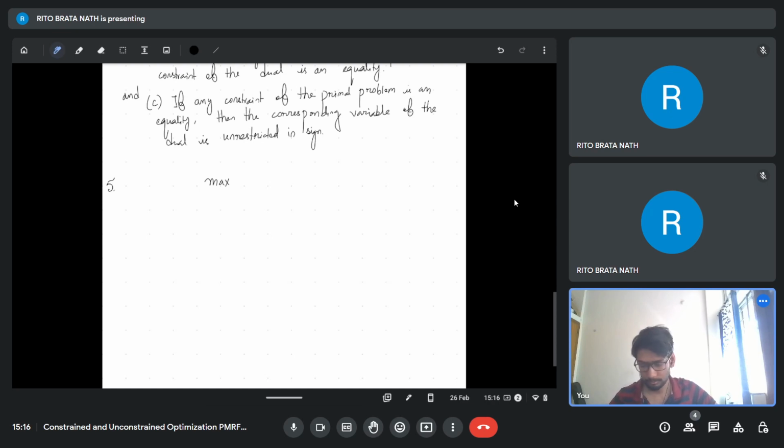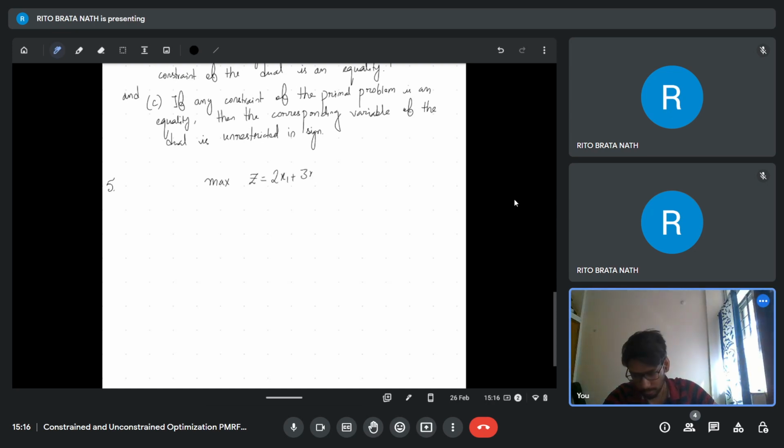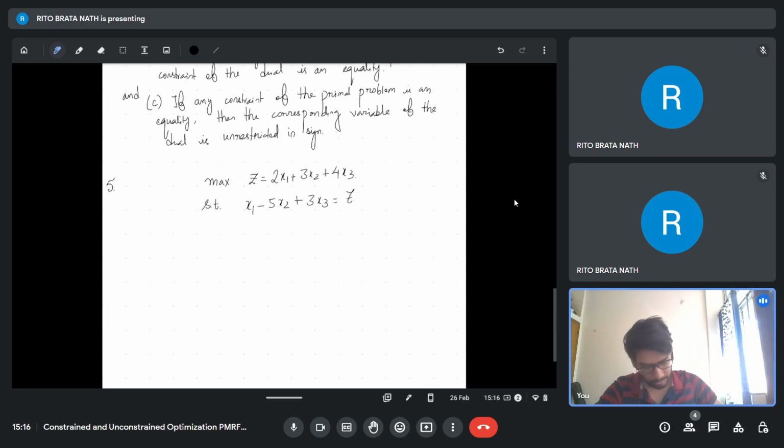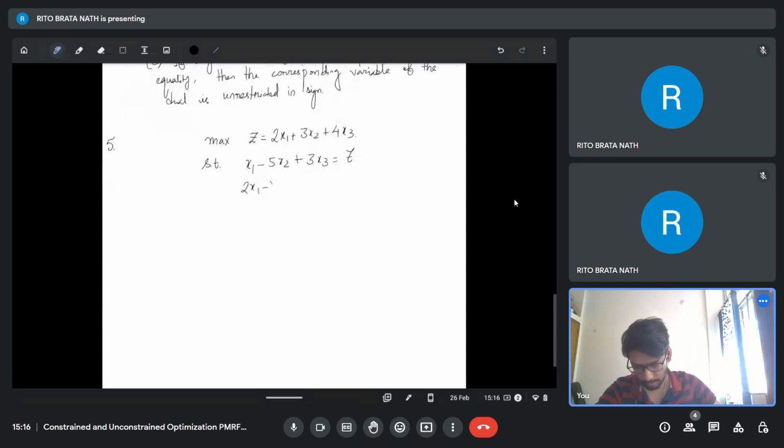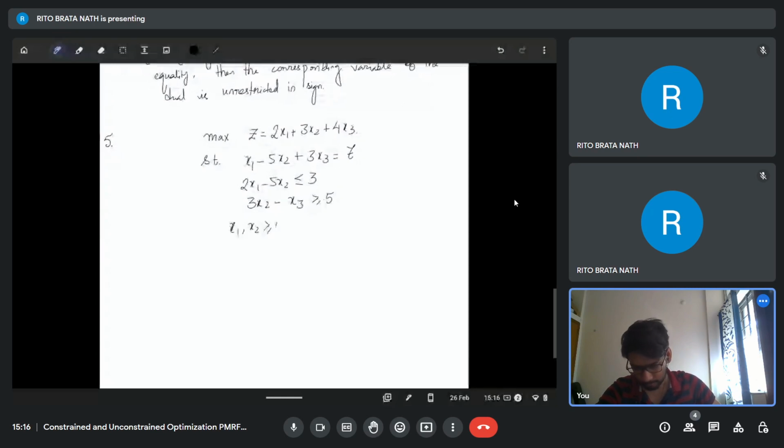Yeah, so max of z equals 2x1 plus 3x2 plus 4x3, subject to x1 minus 5x2 plus 3x3 equals 7. And then you have 2x1 minus 5x2 less than or equal to 3, and 3x2 minus x3 greater than or equal to 5. And you have x1, x2 greater than or equal to 0, and x3 is unrestricted in sign. So this is your primal problem.